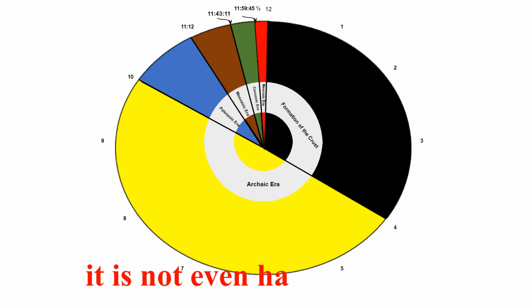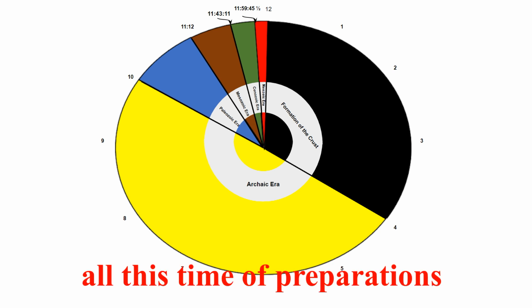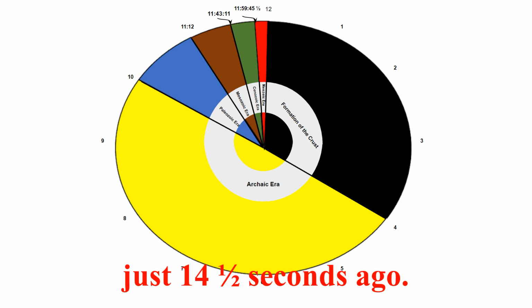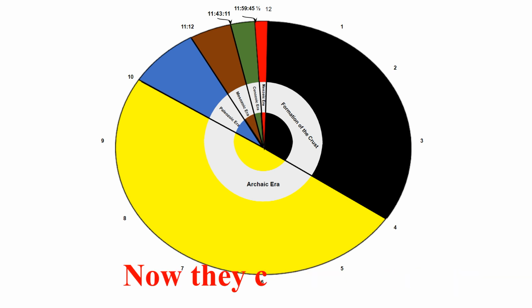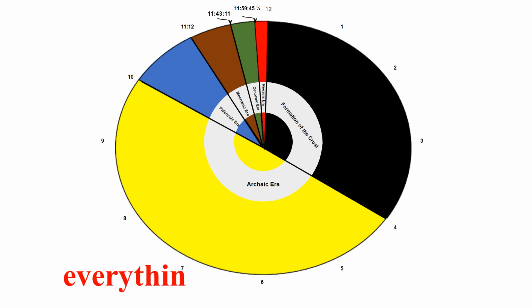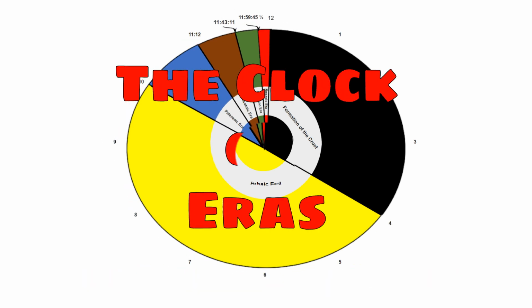It is not even half a minute, not even a quarter of a minute. It is only 14 and a half seconds. Just look at it. All this time of preparations before the humans appeared just 14 and a half seconds ago. They barely arrived before midnight. Now they could come because everything was prepared. Everything was ready for them. That's all about the clock of eras.